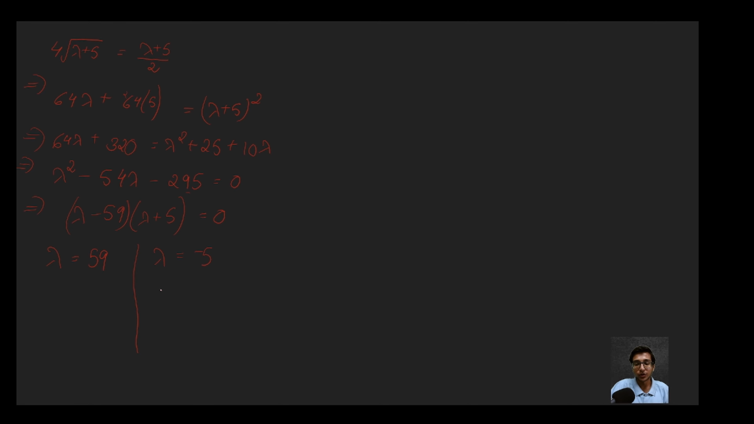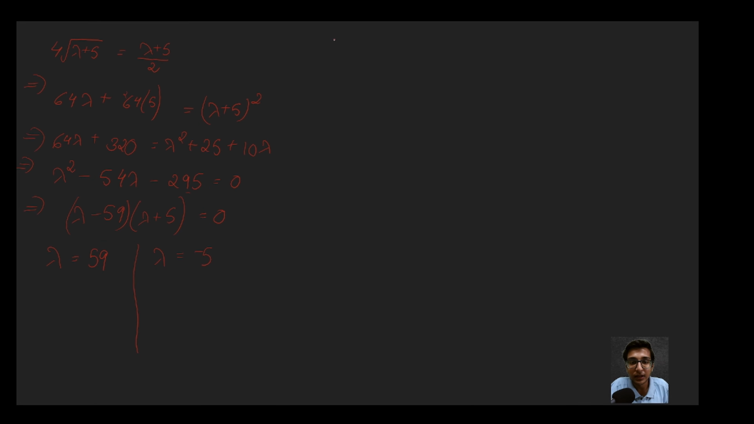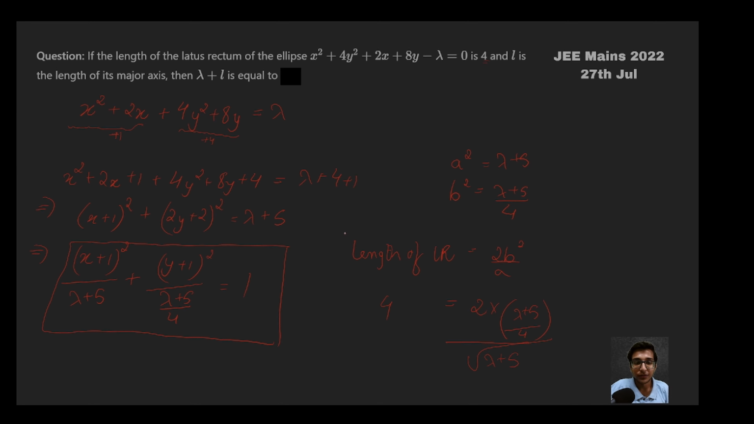Now which one are we going to choose? If we look at the equation of the ellipse here, the number in the denominator is lambda plus 5. That means lambda plus 5 can never be equal to 0, because if there is a 0 in the denominator, then the entire expression would become undefined. That is why lambda cannot be equal to minus 5. That means this value is rejected and we take lambda equal to 59. So the first thing we've gotten is the value of lambda, which is 59.